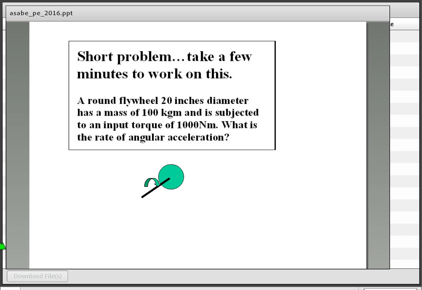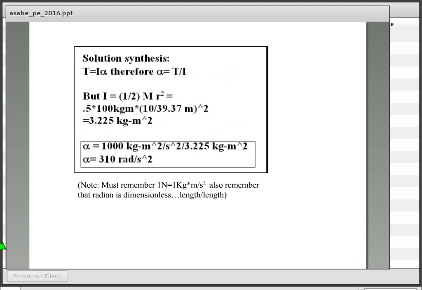So if you thought about that for a few minutes, let me proceed in the interest of time and we'll look at the solution. We go back to our definition of torque equals I alpha. Therefore, the angular acceleration is going to be the torque divided by the mass moment of inertia.